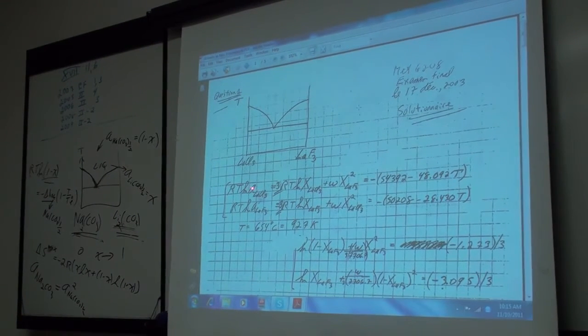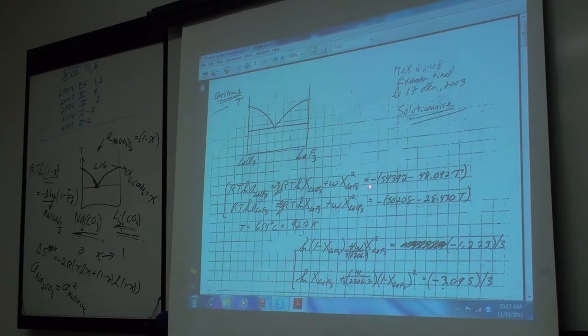And the RT log activity of lanthanum chloride along this liquidus is 3 RT log mole fraction of lanthanum chloride. You have 3 times the entropy because you've got 3 moles of chlorine mixing with 3 moles of fluorine, plus your regular term omega X squared lanthanum fluoride, and that's equal to delta H of fusion times 1 minus T over T fusion. And here I've used the LaCl3 heat of fusion because I put the 3 here.